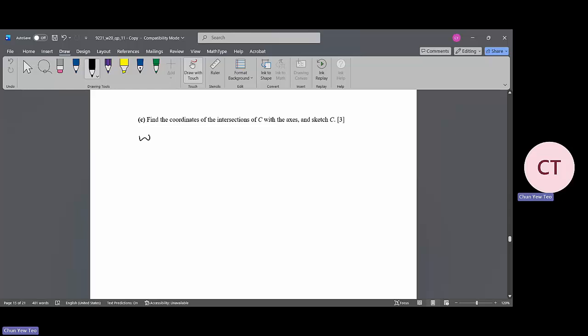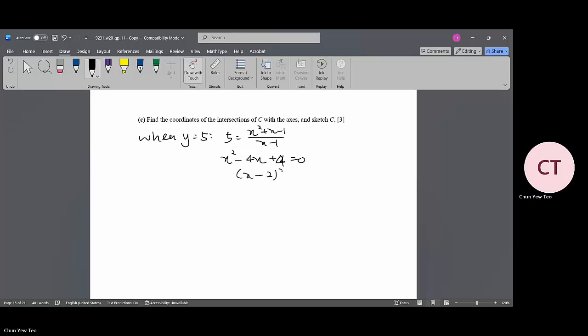When y is equal to 5, we just substitute it inside. This is x squared plus x minus 1 over x minus 1. Then you will get x squared minus 4x plus 4 equal to 0. And then you can factorize it. You get x is 2.